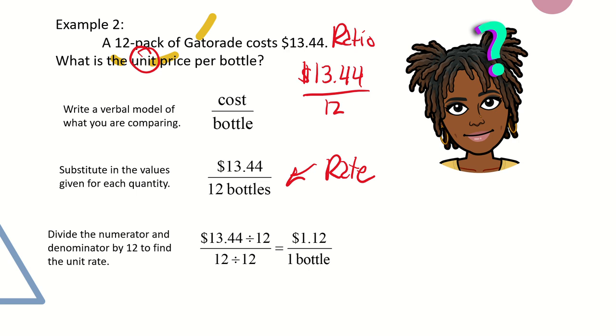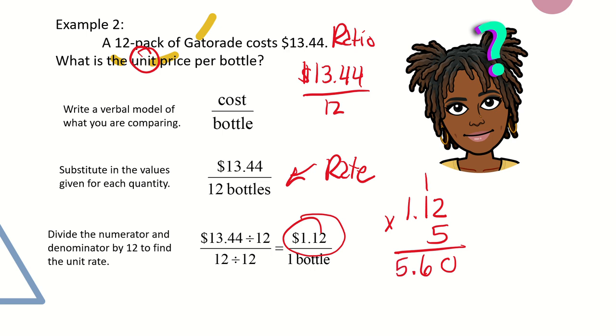Let's take it a step further. Let's say I wanted to figure out how much it would be for 5 bottles. I would just take how much it costs for one and multiply it by 5. So in this case, 5 bottles would cost me $5.60.